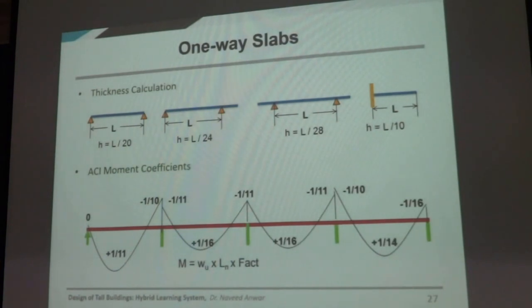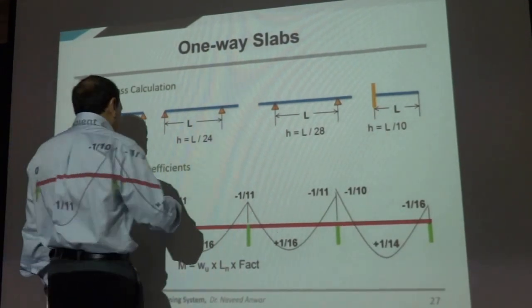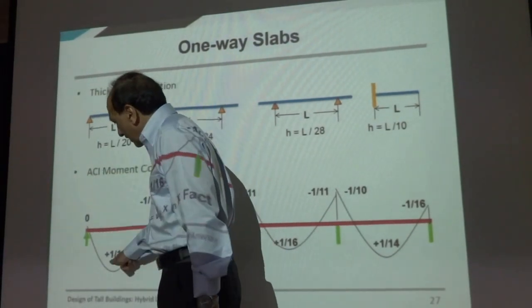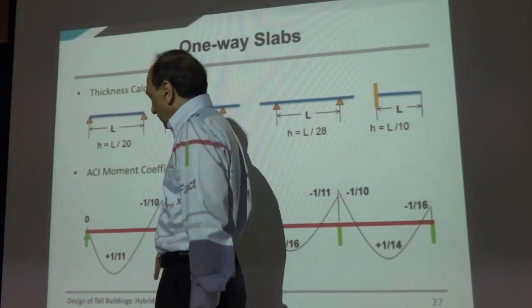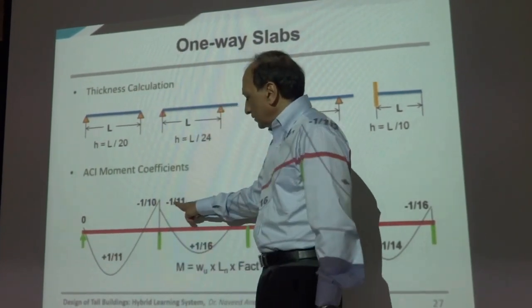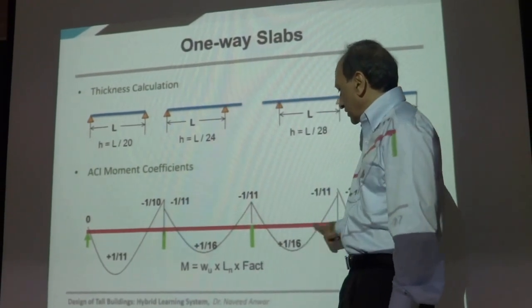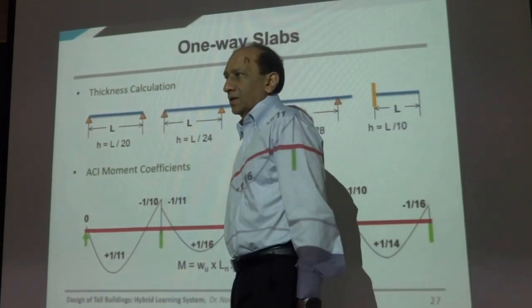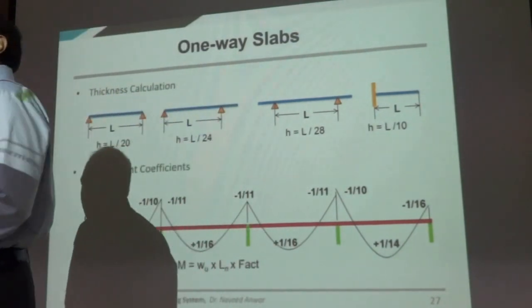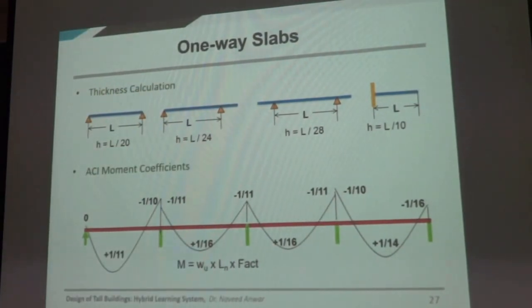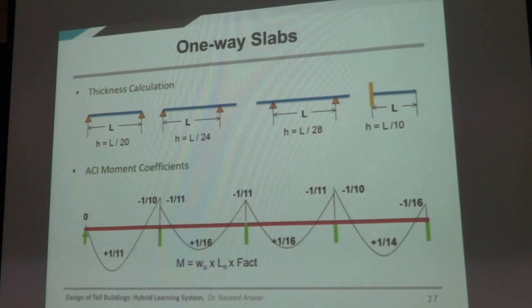Moment coefficients. This is how you calculate bending moment at the various locations. First span, WL squared by 11, WL squared by 10, 11, 10 and 11 both, 16, 11, 16 and so on. This is how you can easily estimate the bending moment at various points along the beam.